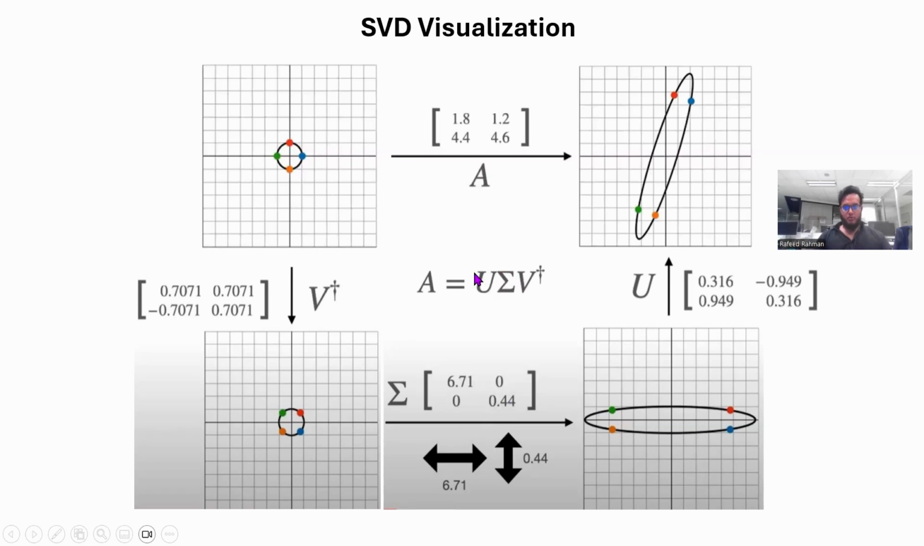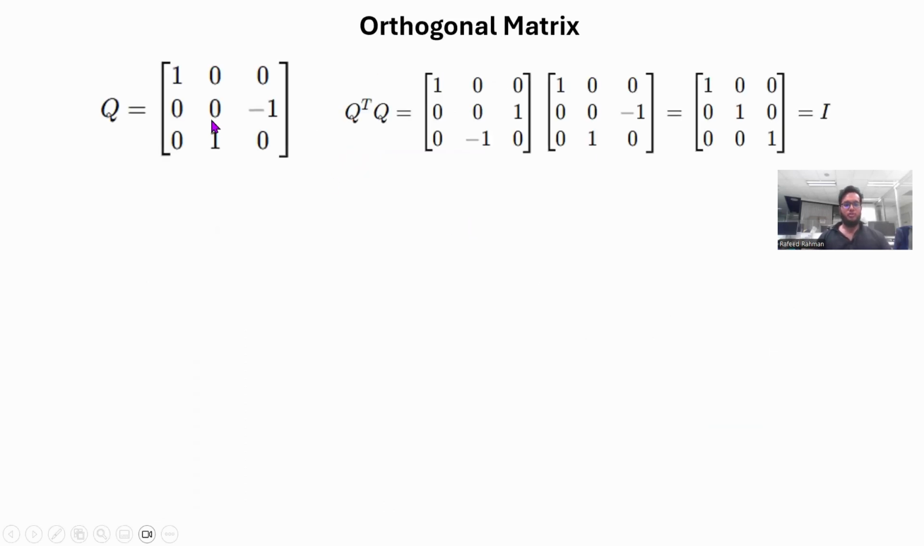Now that we understand the intuition from a high level about what's going on, let's understand orthogonal matrix first, because this is important for our SVD. This is an orthogonal matrix. If you multiply an orthogonal matrix by its transpose, you are going to get the identity matrix, where all the diagonal elements are 1 and everything else is 0.